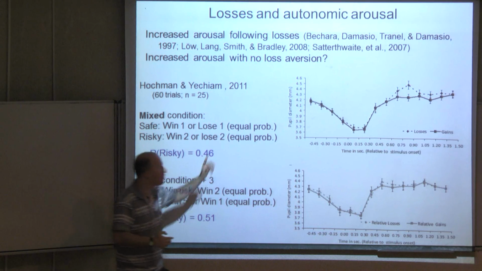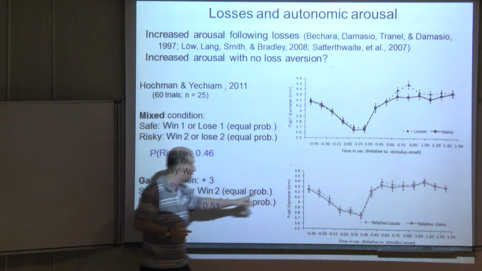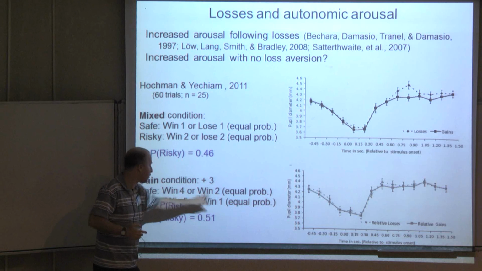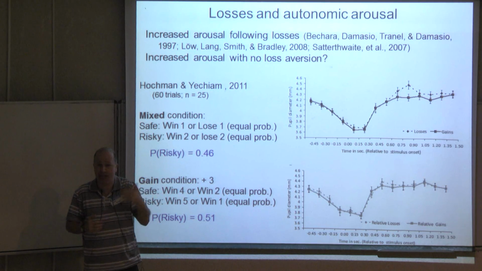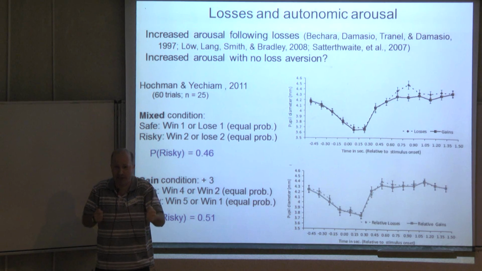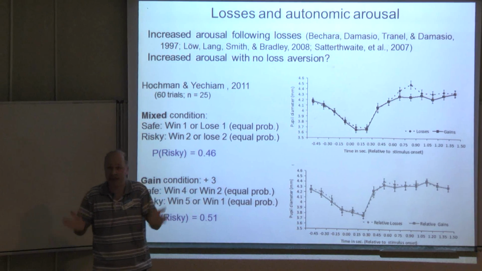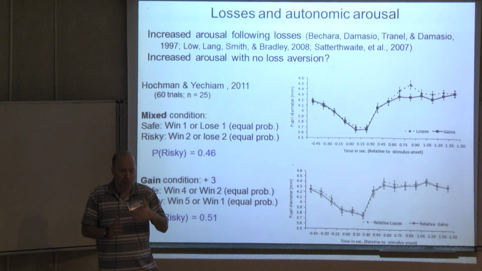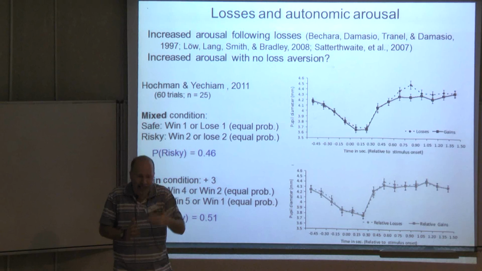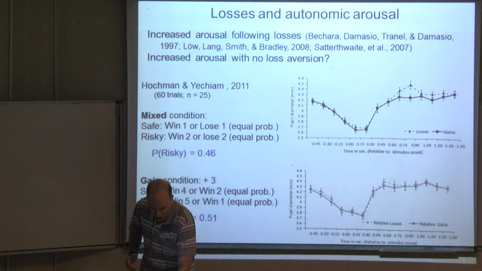And this only happens for absolute losses and not for relative losses. It doesn't happen for 2 compared to 4 or 1 compared to 5, but only minus something compared to plus something. But this is simultaneous with no loss aversion. So behaviorally, people don't behave as if they give greater weight to losses than to gain. But in their brain, people are activated more in losses compared to gain.